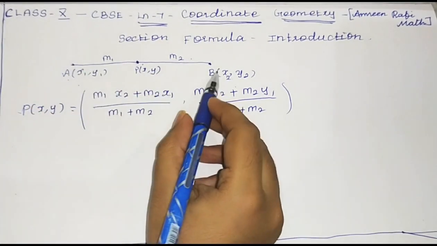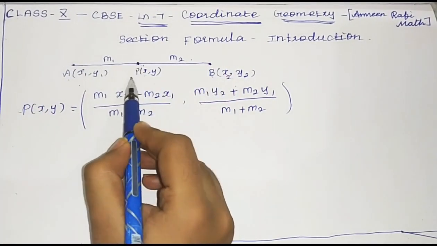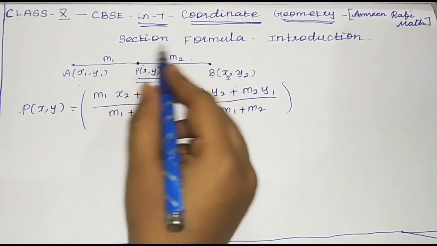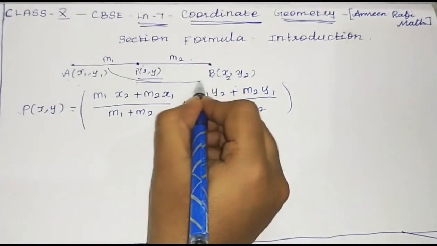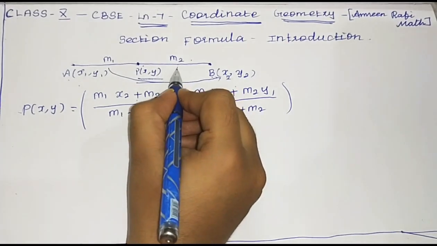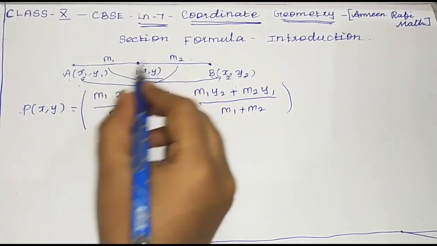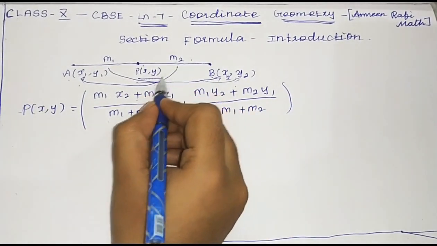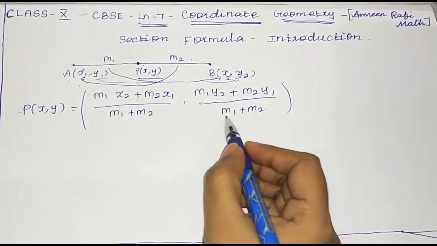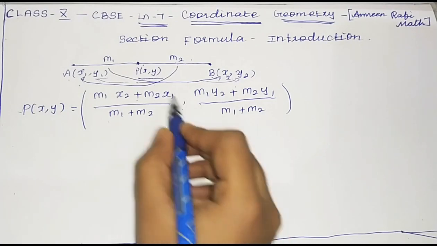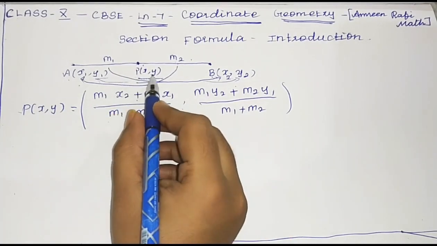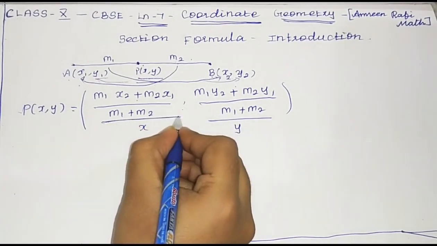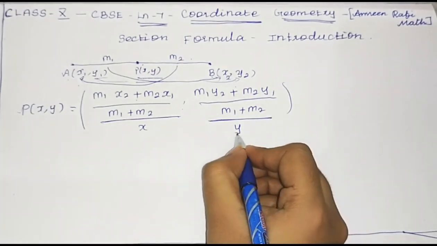The section formula is used to find the point P of x, y. To find the coordinate point P of x, y, we use the section formula m1 x2 plus m2 x1 divided by m1 plus m2. Similarly, m1 y2 plus m2 y1 divided by m1 plus m2. Using this formula, we can find the coordinate point P of x, y. This one is the x coordinate and this one is the y coordinate.